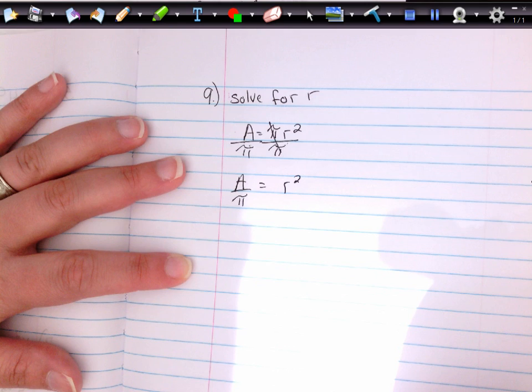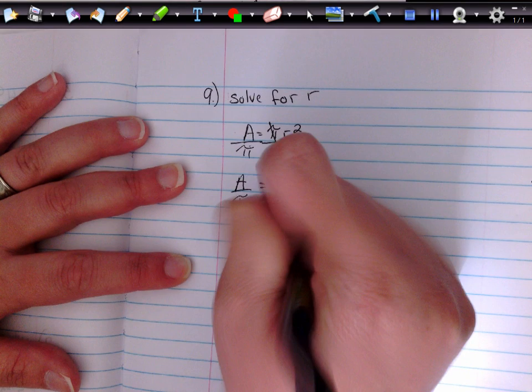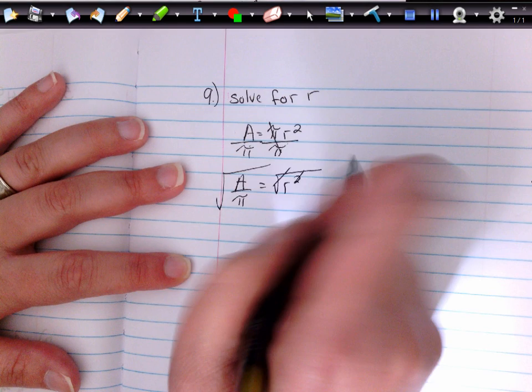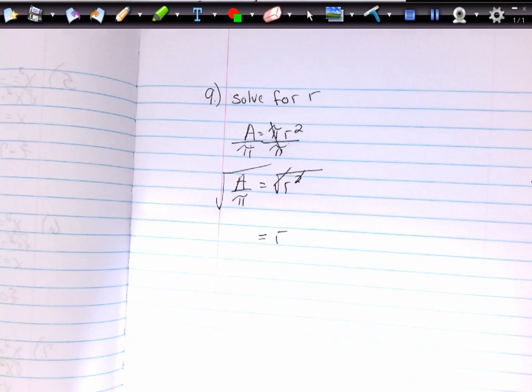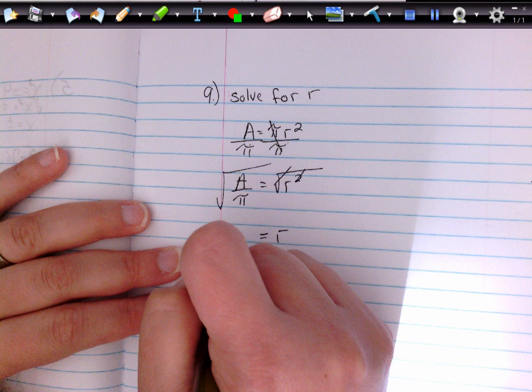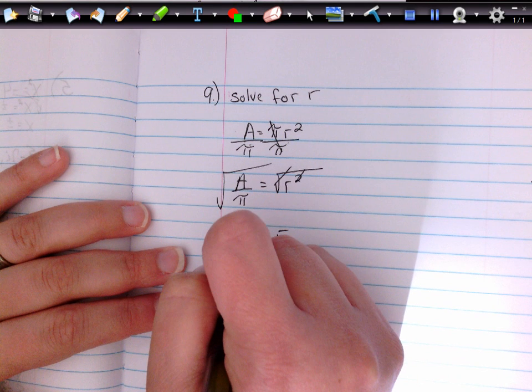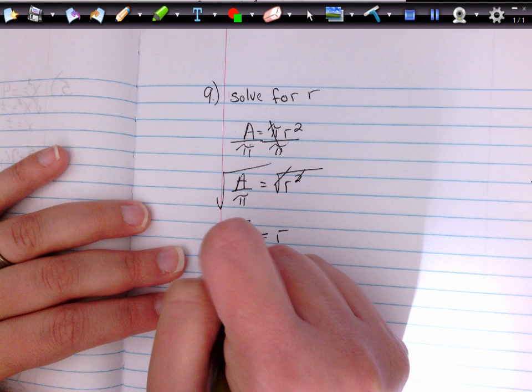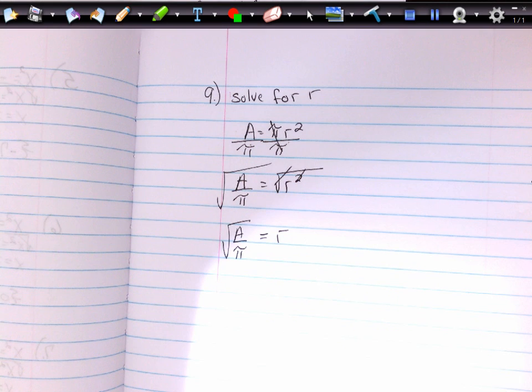And then again, we need to get rid of the squared, so we're going to take the square root of both sides. So we're going to say r equals the square root of A over pi, and the r is by itself.